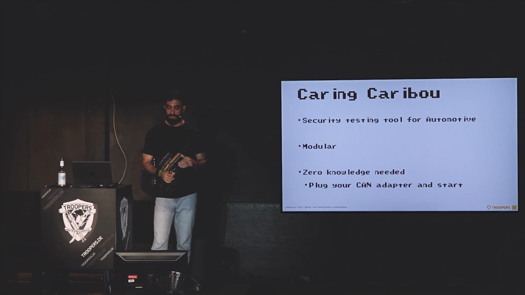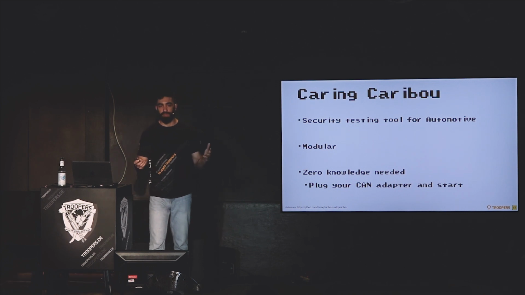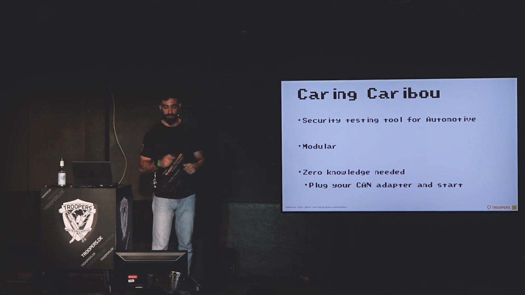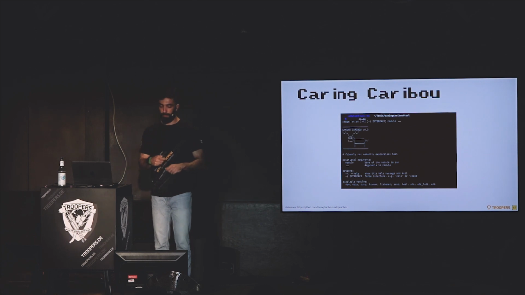Caring Caribou is basically a security testing tool for automotive. The good thing is that it's modular, so you can just develop your module, pull it to the GitHub repo, and the community will make the changes, and they will accept it or not. There is zero knowledge needed, so you just plug your CAN adapter to your vehicle, and you can start enumerating and fuzzing. This is the help page, for example.